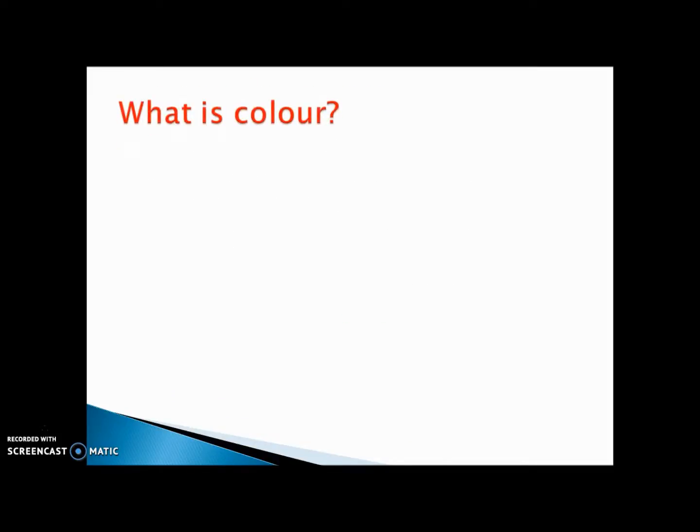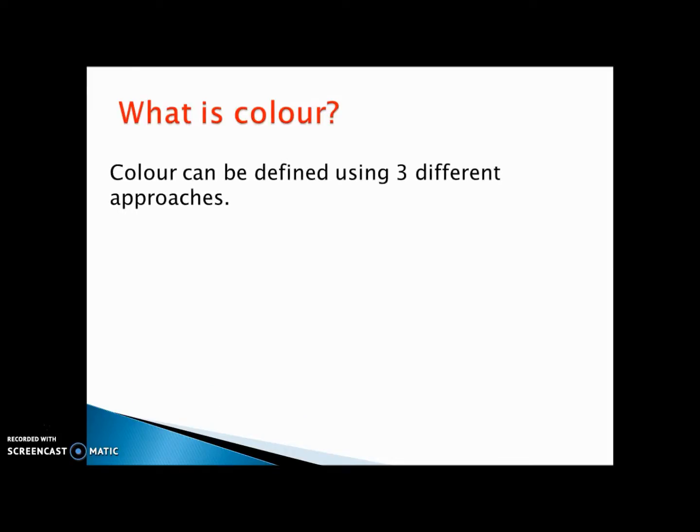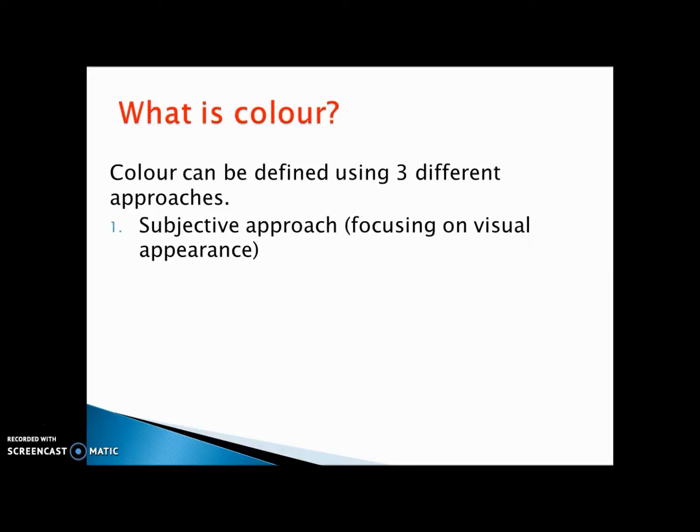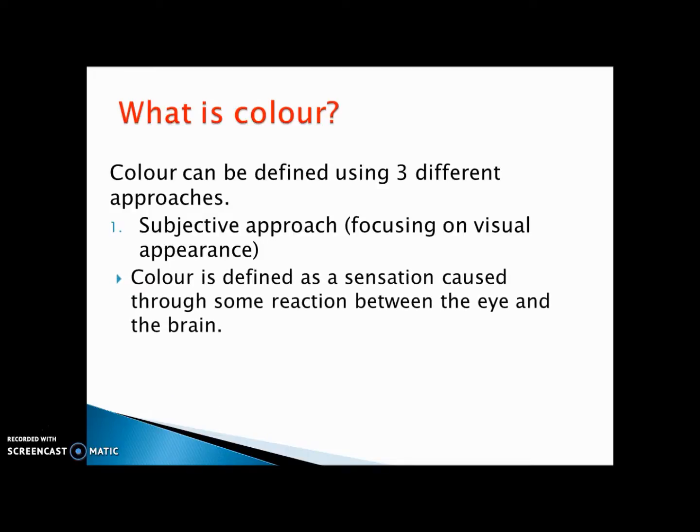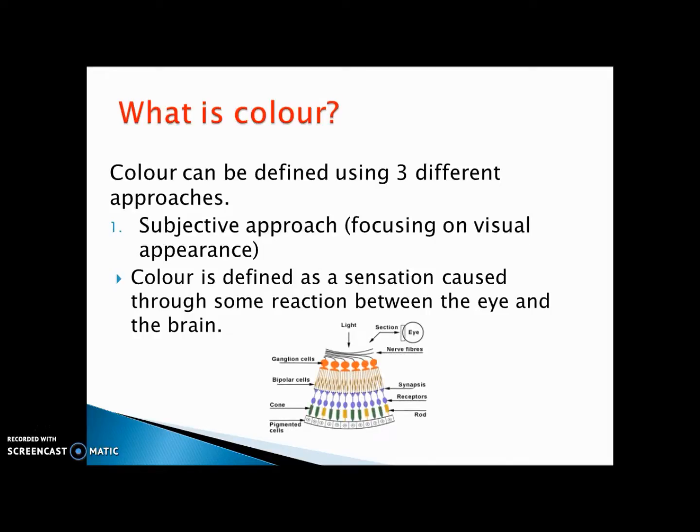It is important for us to have the definition of color. What is color? We can define color using three different approaches. One, the subjective approach, which focuses on the visual appearance. With this approach, color is defined as a sensation caused through some reaction between the eye and the brain. Here we have the cells making up the eye that help us to identify the color of a particular object.